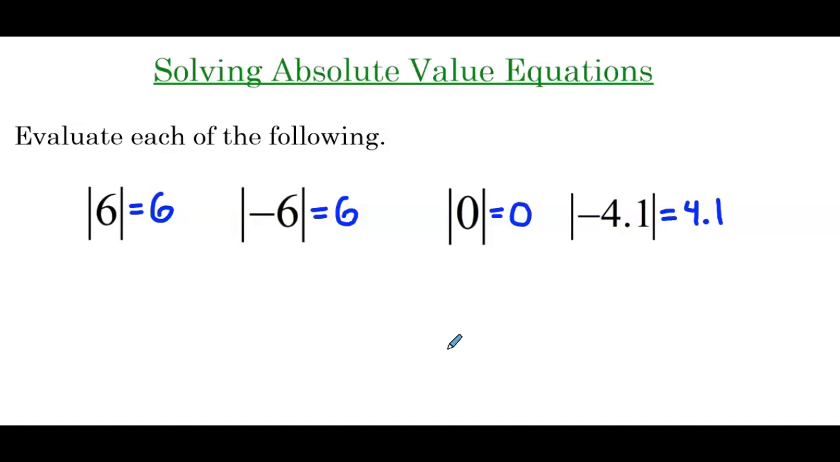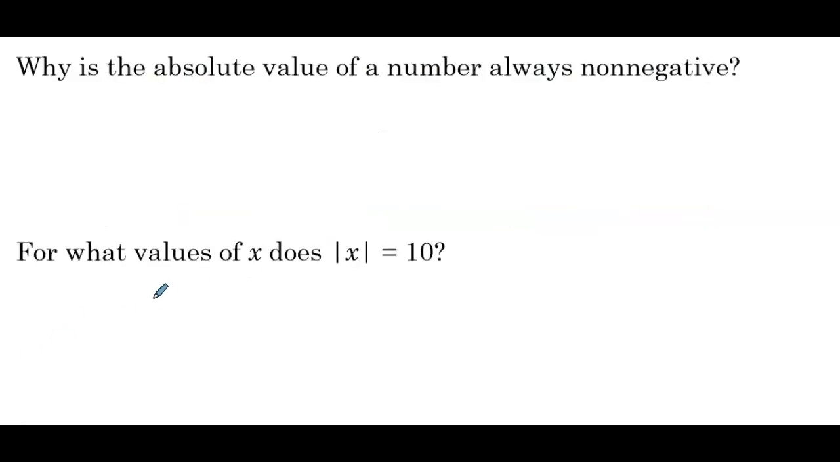So the point of emphasis with this exercise is that when we evaluate an absolute value expression, our answer is always non-negative. So why is that? Why is it that when we evaluate the absolute value of negative 6, we get positive 6 out? Well, why is the absolute value of a number always non-negative?